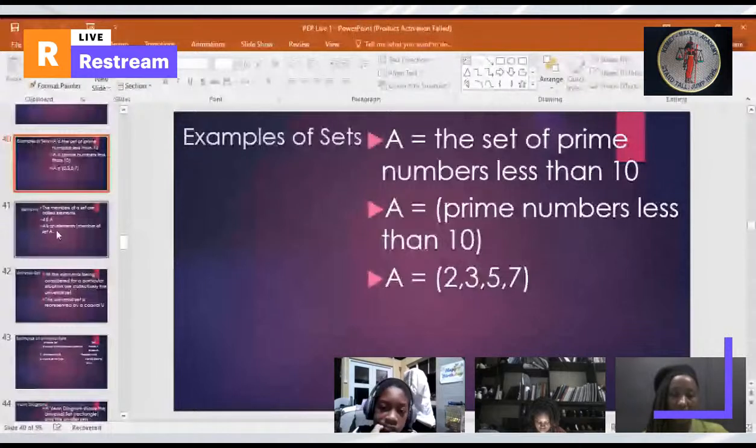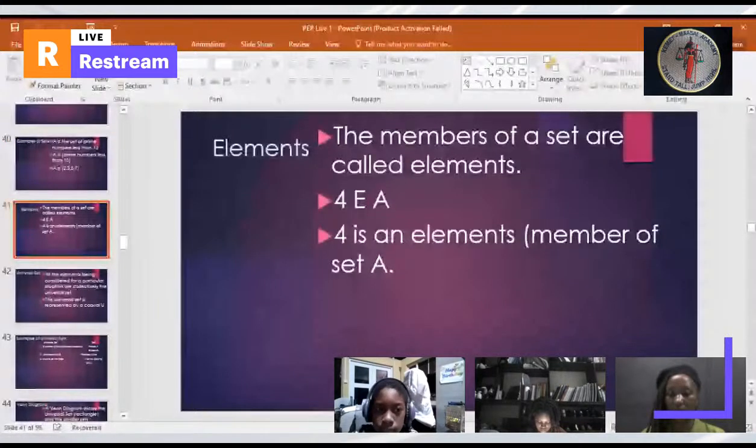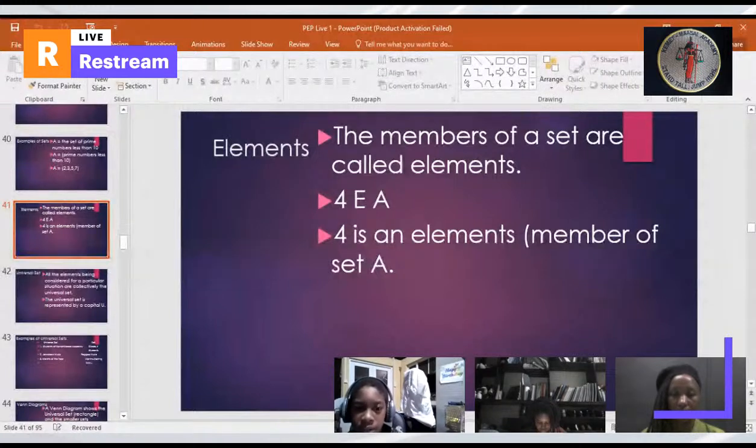John, your turn. Okay, miss, which one am I supposed to read? The one that's up. Yes, miss, I see it now. Elements. The members of a set are called elements. For element A, 4 is an element of A. Member of set A.